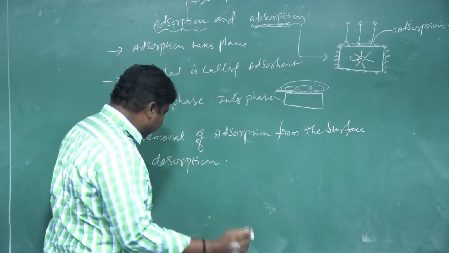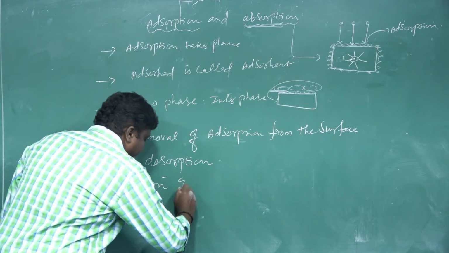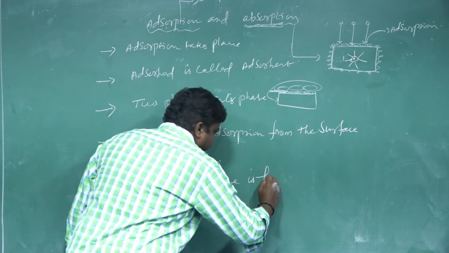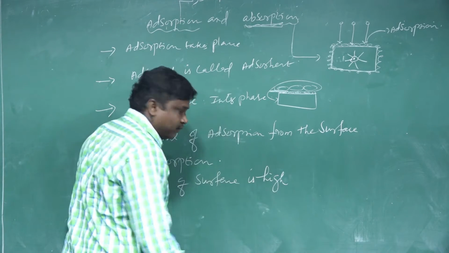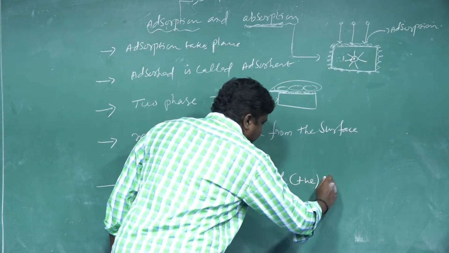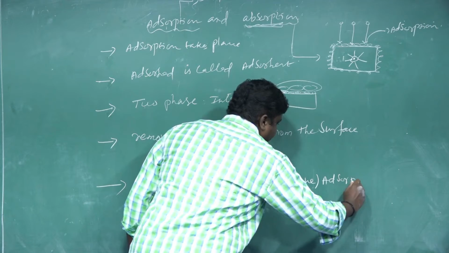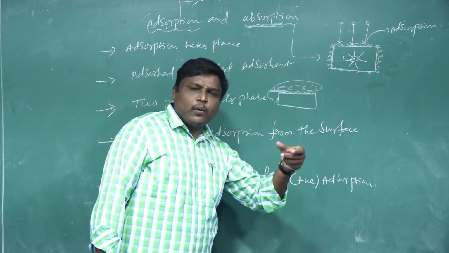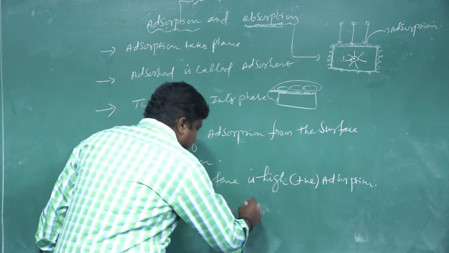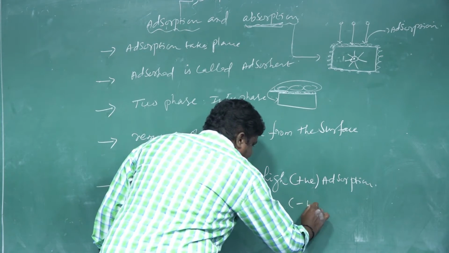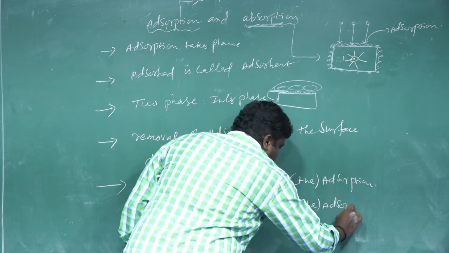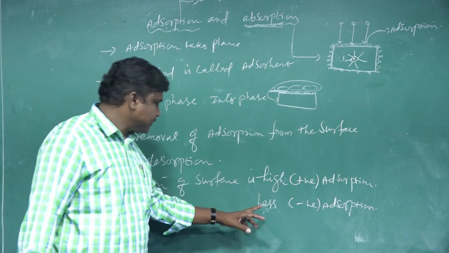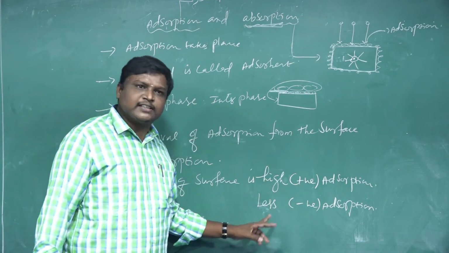Next, concentration. If the concentration on the surface is high, that is positive adsorption. Suppose the concentration is less, that is negative adsorption.